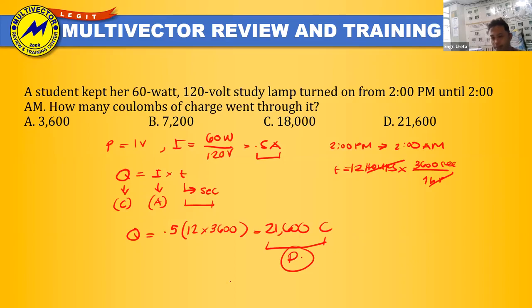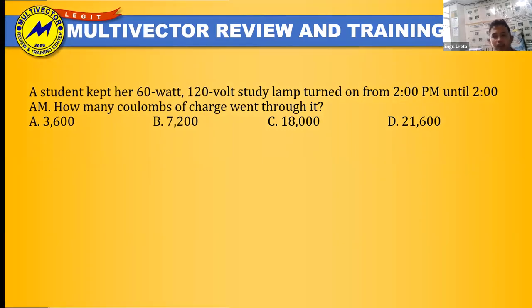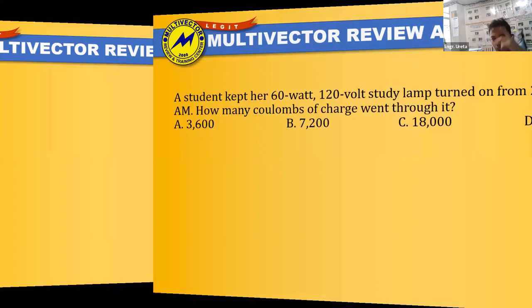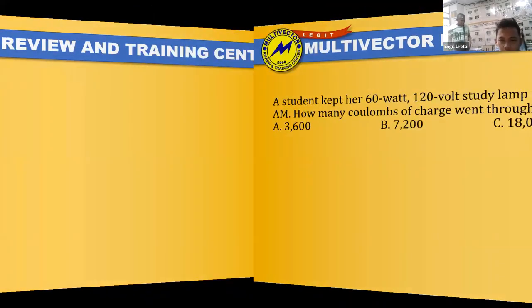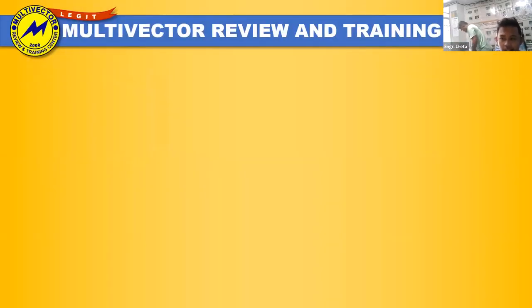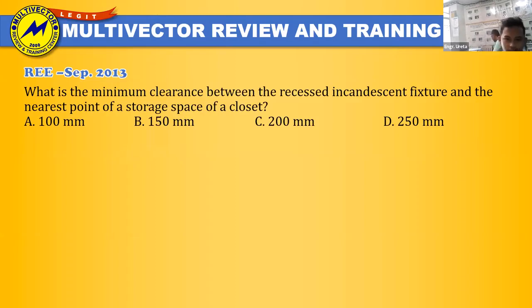So next, problem 59. Okay, next problem is problem number 59. So PEC rin siya, no? Lumabas nung September 2013. What is the minimum clearance between the recessed incandescent fixture and the nearest point of the storage space closet? Okay, objective type, from Philippine Electrical Code, so letter B. Okay, so 150 M.